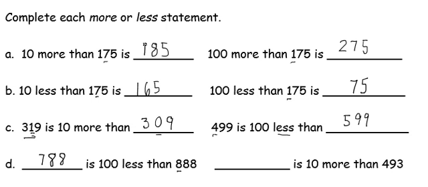And blank is 10 more than 493. So I need to go 10 more than 493. Well, I have 9 tens already. So if I take that up another 10, that's going to cross into the 500s. My answer is 503. 503 is 10 more than 493.